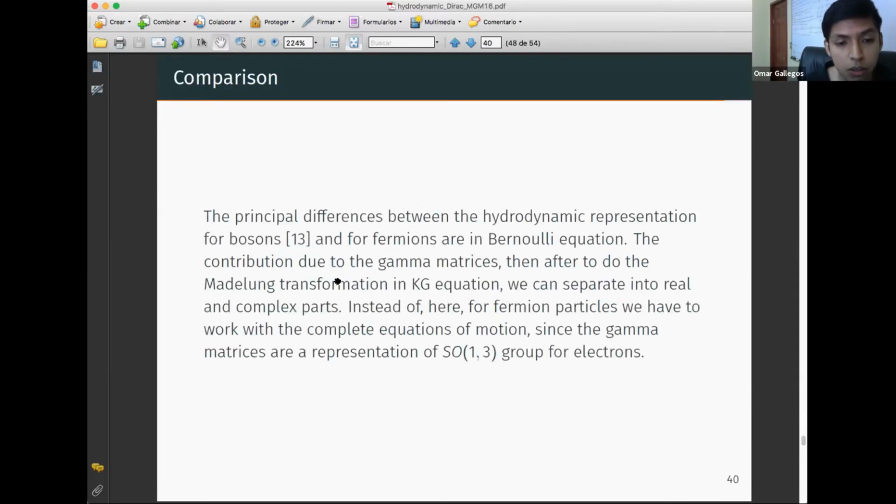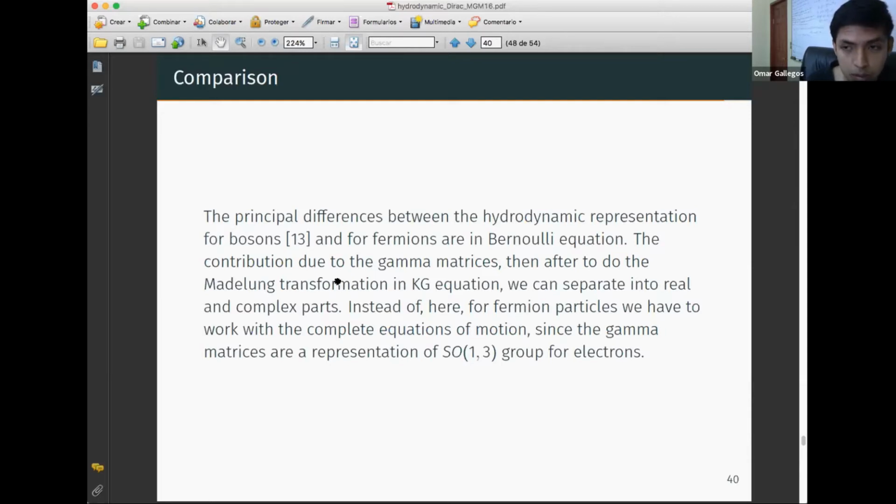With this, one of the conclusions is that we find the first integral, the Bernoulli equation, when we use the Madelung transformation in the Dirac equation, and we can relate the two groups of symmetry for Weyl and Dirac fermions.